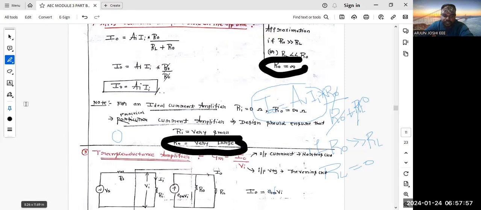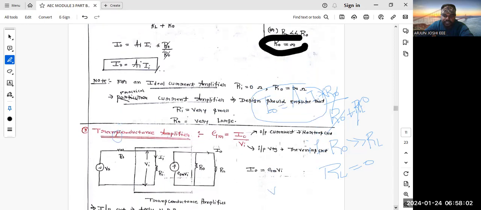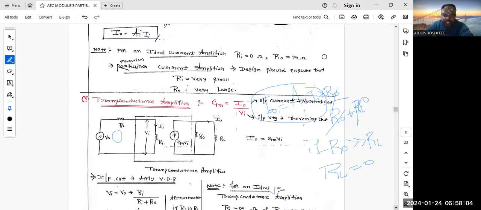Okay, so now let's move on to the next topic. That is nothing but our transconductance. Very, very important. Now we need to understand transconductance. How to understand this one? Very simple. First, I'm going to erase the board.